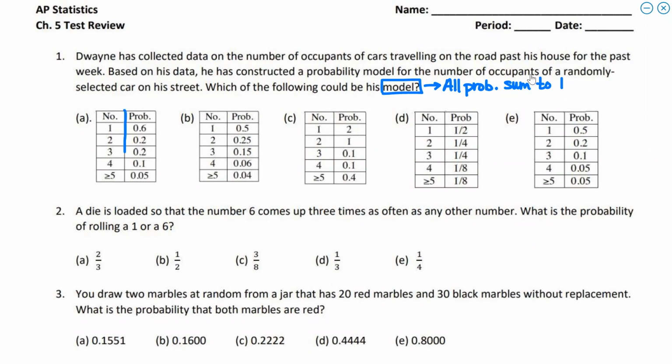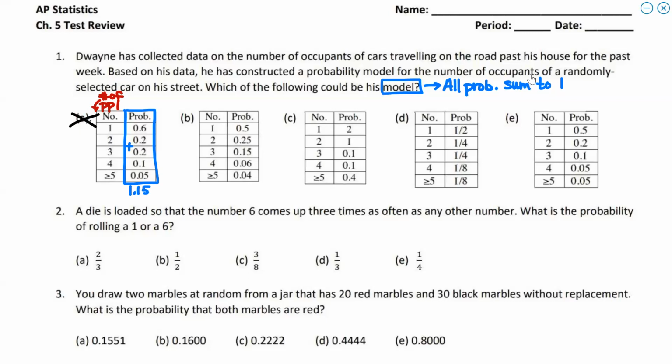If I add up just the probabilities here, because that other side is number of people in the car, I want to add up these probabilities. So if I do 0.6 plus 0.2 plus 0.2 plus 0.1 plus 0.05, 1.15. Could this be a probability model? No. Adds up to more than 1.